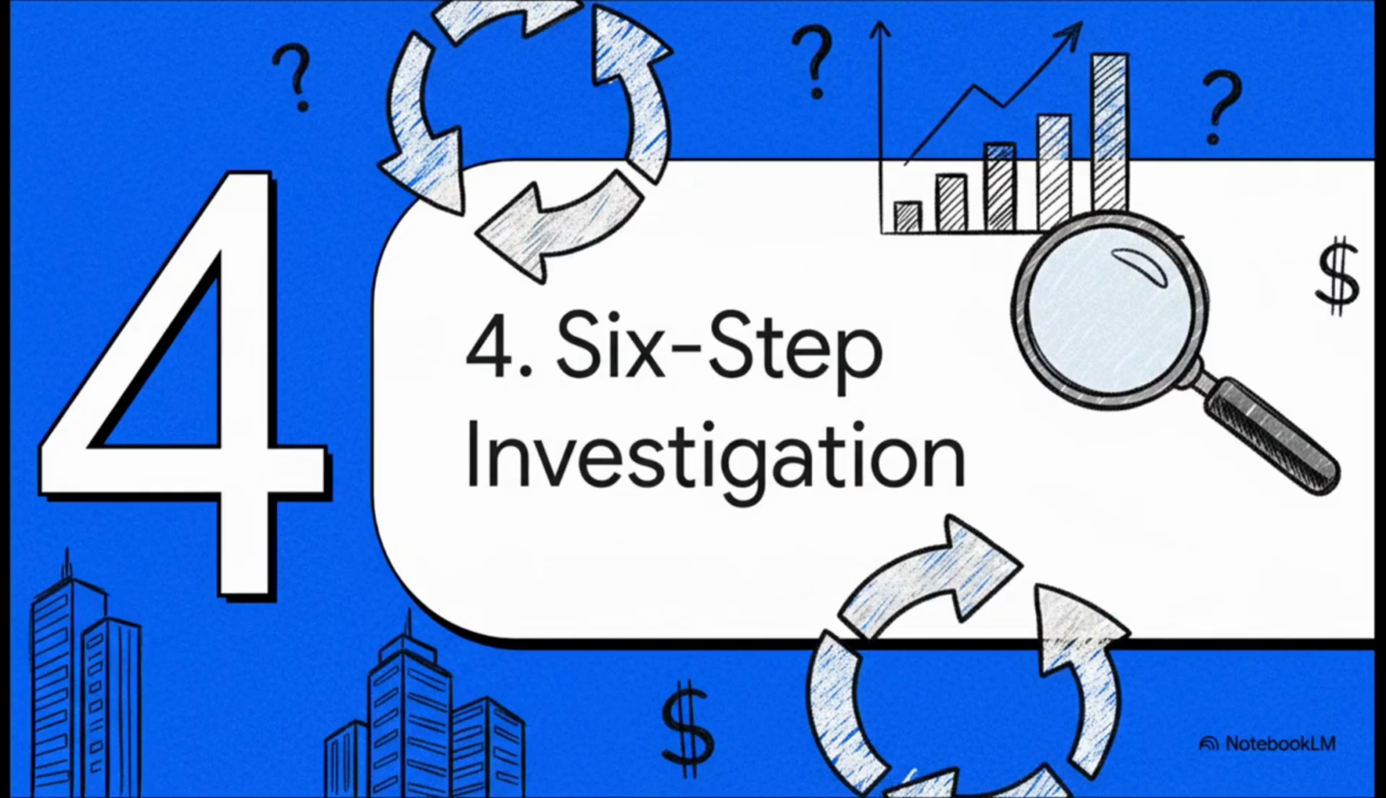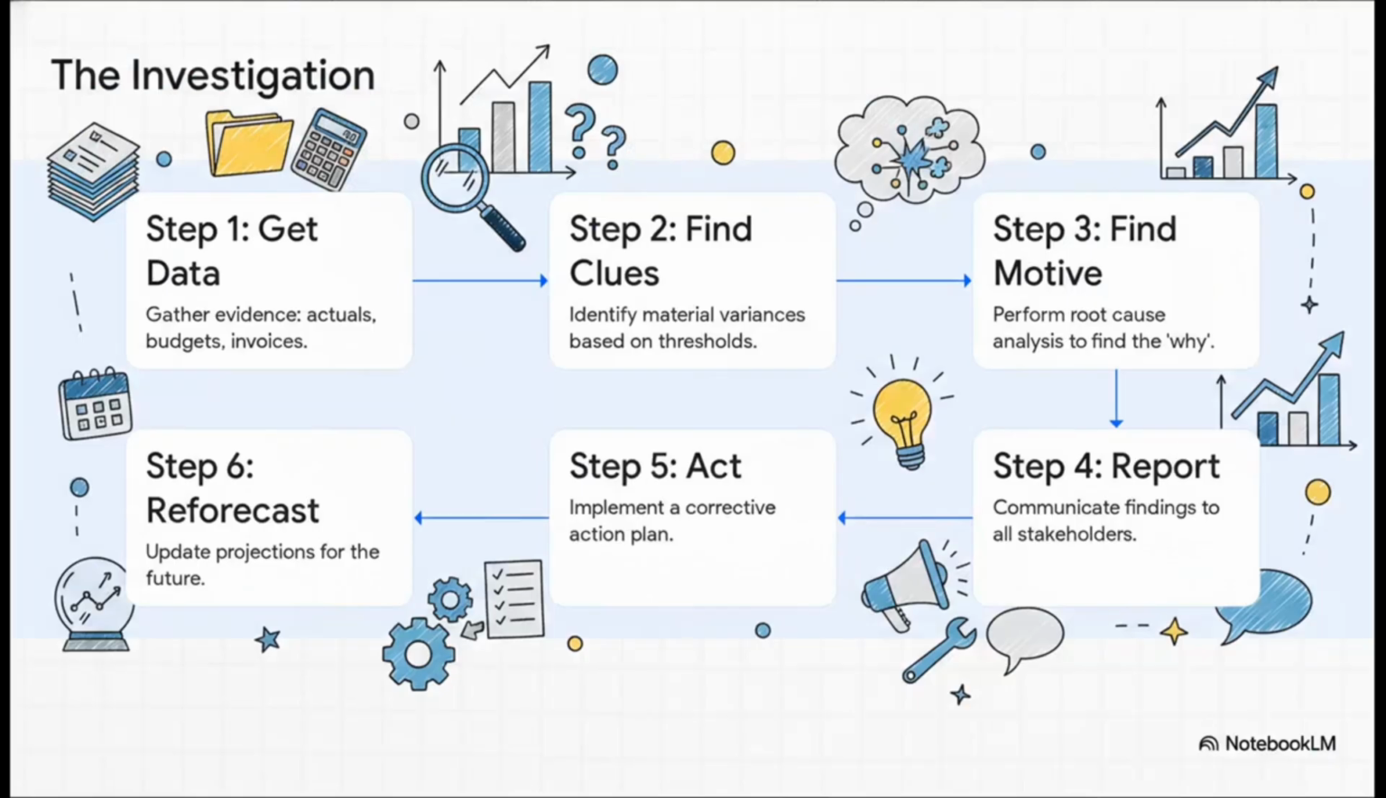All right, so now we know what we're looking for and how to prioritize it. Let's talk procedure. A proper financial investigation follows a really clear 6-step process to make sure absolutely nothing gets missed. Think of this as your investigative playbook. First, step 1, you gather the evidence. That means collecting all the key documents, your actuals, budgets, invoices, any notes from the property manager. Then, step 2, you find the clues by flagging any of those variances that are big enough to matter.